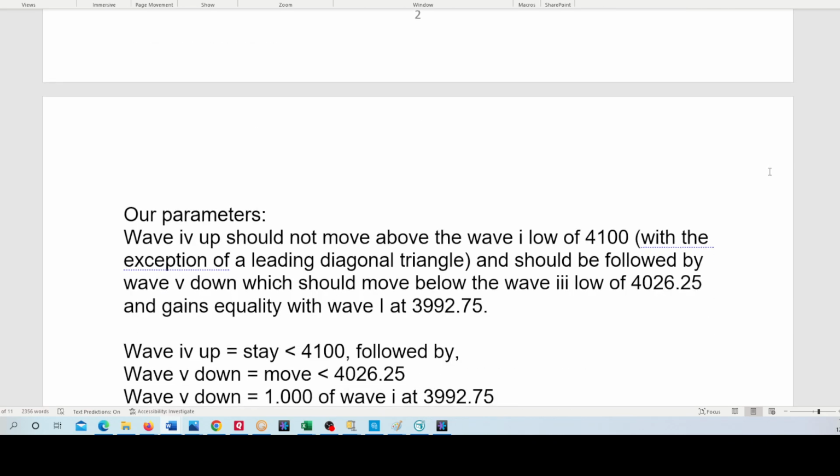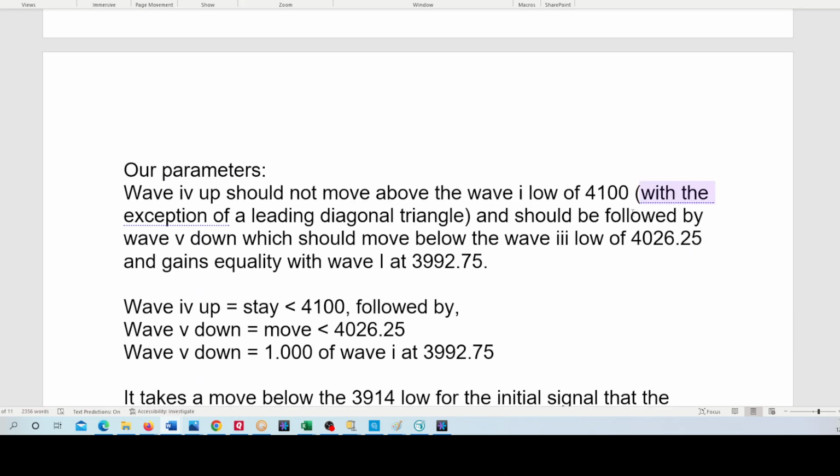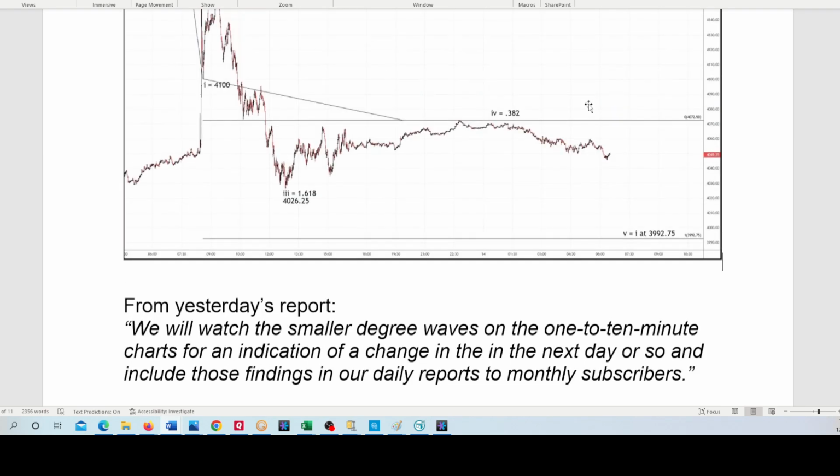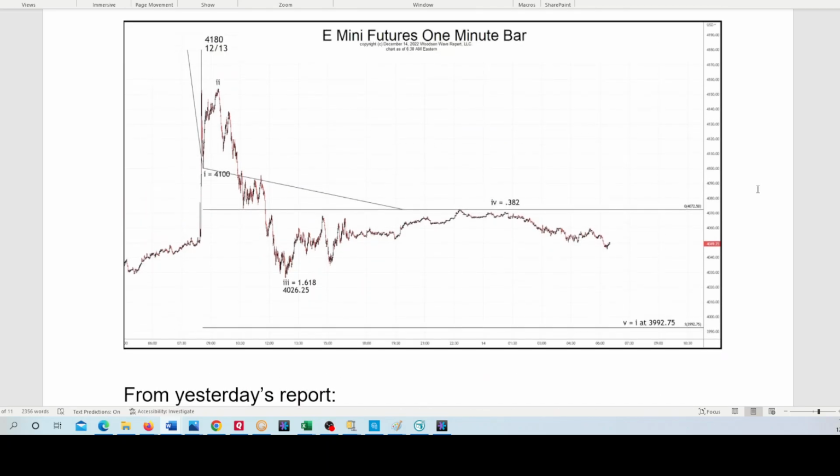We got our parameters for our subscribers here. Okay, so wave 4 up, I don't need to read it. I can tell you 4 should not go above the wave 1 low, which is 4100, with the lone exception of a beginning diagonal triangle. Then it can overlap, but that's the lone exception that happens occasionally. Okay, so 4 up should hold below 4100. That's our top parameter. It should go at a minimum below the wave 3 low, which is 40.26 and a quarter, and wave 5 gains equality with wave 1 at 39.92.75. So that's what we're looking for.